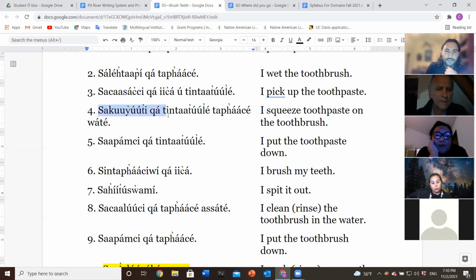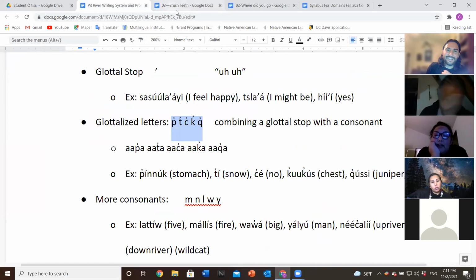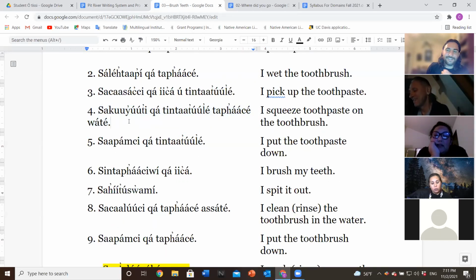Sagu yuti batin tatule daphaje wure. Sagu yuti ka dinda tule daphaji. Close. Sagu yuti gatin datule dapaji wade. Dapaje wade. Two A's. Yeah. Dapaje wade. Okay. Yes. Tus.